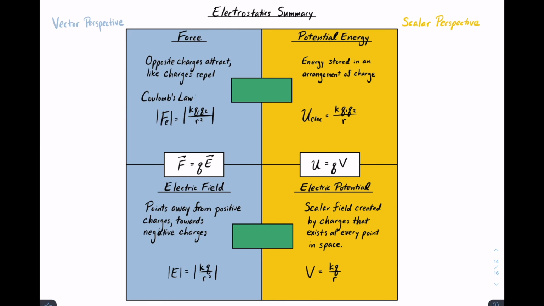Lastly, we can relate this vector perspective and scalar perspective of why charges attract or repel using the gradient, in that the electric force is equal to the negative gradient of the potential energy, and similarly, the electric field is equal to the negative gradient of electric potential.